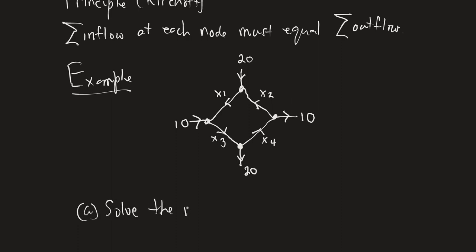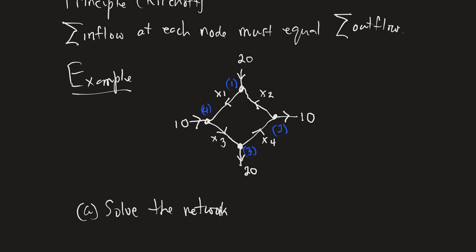Solve the network. Right. So our first step will be to apply this principle of Kirchhoff at each node. So as to make it clear what we're doing, let's go ahead and label the nodes. So I can say at this node this is happening, at this node this is happening. So I'm just going to label them 1, 2, 3, 4.